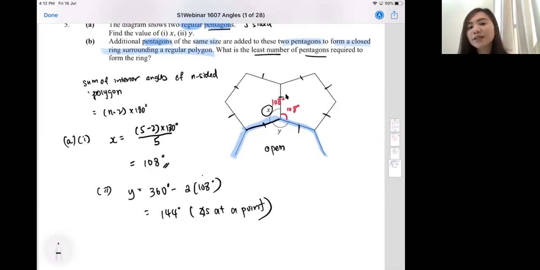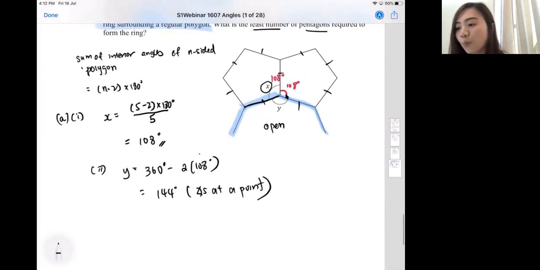Okay, so in this case, the key here is to find the number of sides. It's just indirectly telling you to find the number of sides. So we have to find the number of sides for this open polygon here. We know that the interior angle is 144.